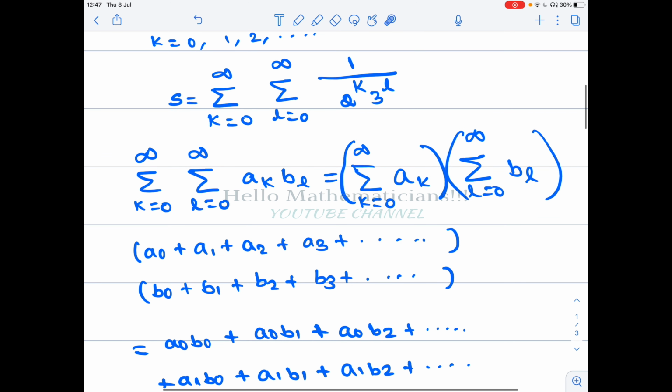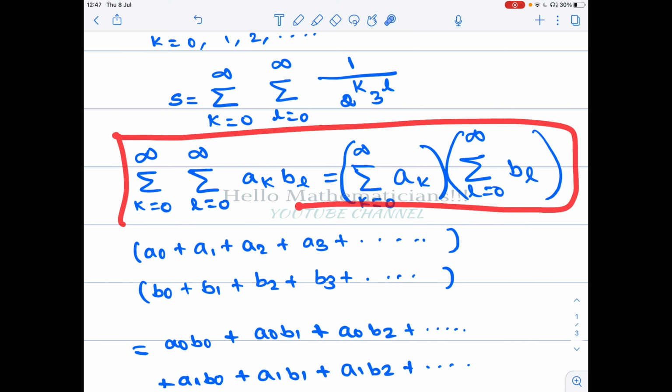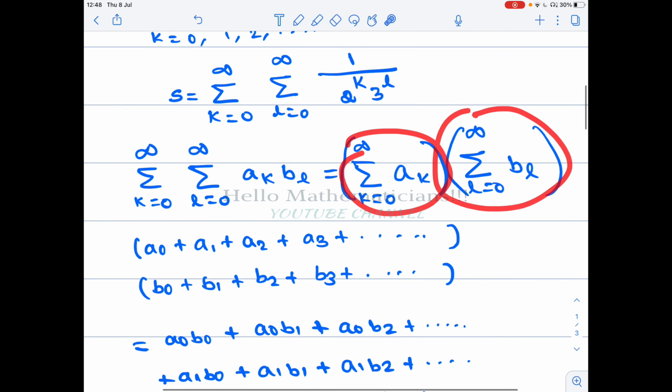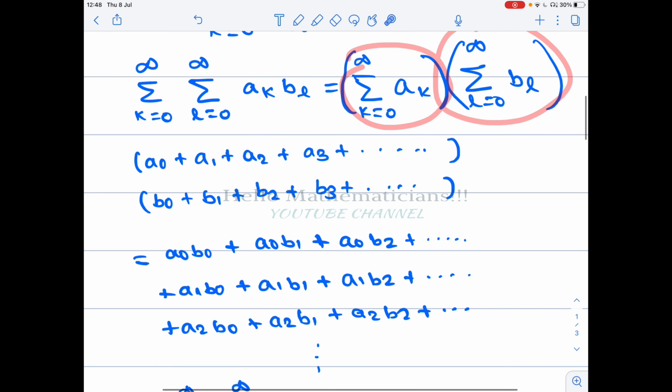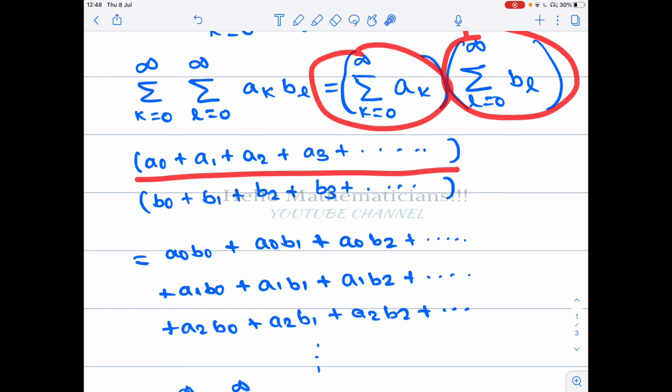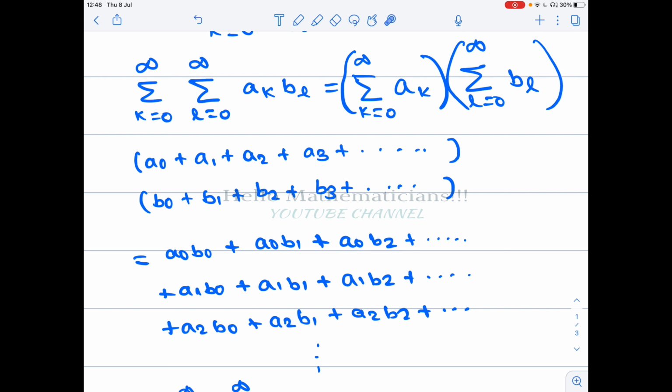Now let's prove an identity. Assume a0, a1, a2, a3 are all formal variables, and b0, b1, b2, b3 are also formal variables. We claim this identity: this double summation is equal to the product of the individual summations. So first we observe why it is true. This first series I have written here, and this second series I have written here.